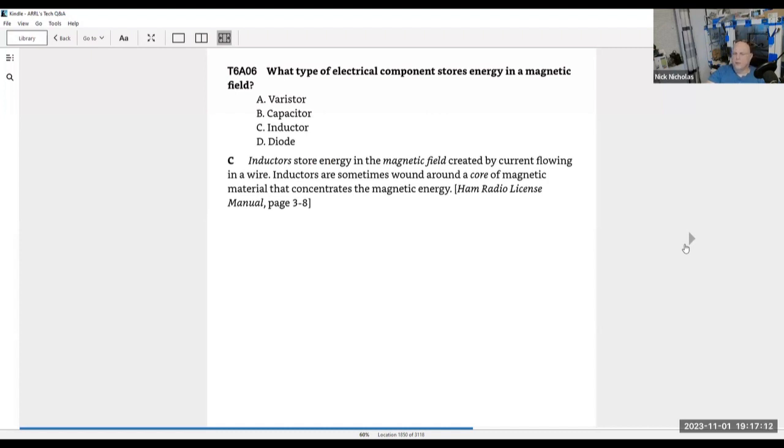What type of electrical component stores energy in a magnetic field? Well, a magnetic field is formed when current flows through a wire, and if that wire is in a loop, it wraps around itself, creates a greater magnetic field, and that would be an inductor. By the way, even straight wires have some amount of induction. Not much, but some. In the microwave region, it becomes significant. In most others, it doesn't. So the answer here is C.